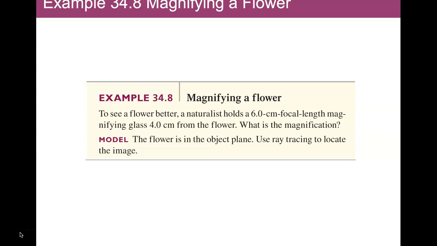Okay, let's take a look at an example to get more practice with this. It's looking at a flower with a magnifying glass. We have a magnifying glass with a 6 centimeter focal length, and we hold it 4 centimeters from the flower. So the flower is closer to the lens than the focal length. We're going to get this virtual image, and it's going to be bigger. So we want to find the magnification. We want to see how large the image is.